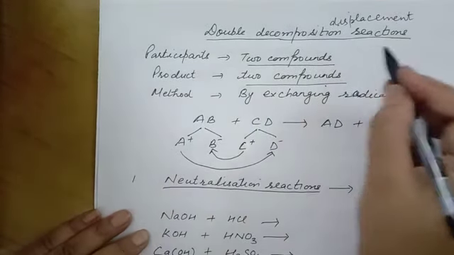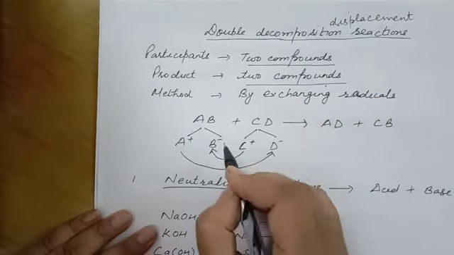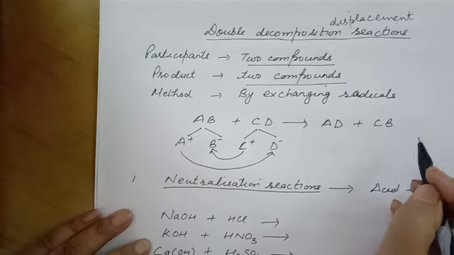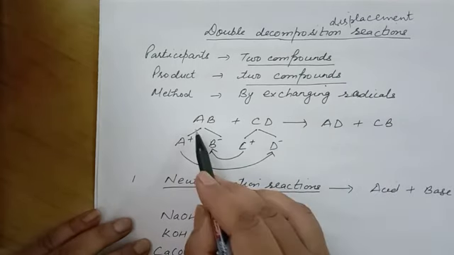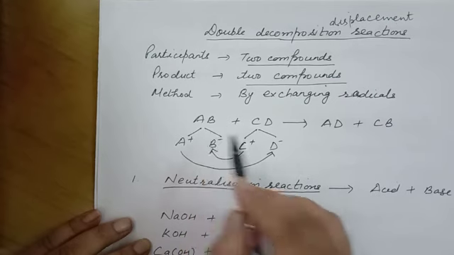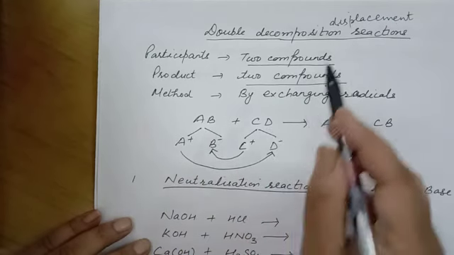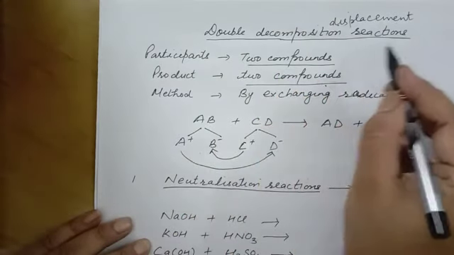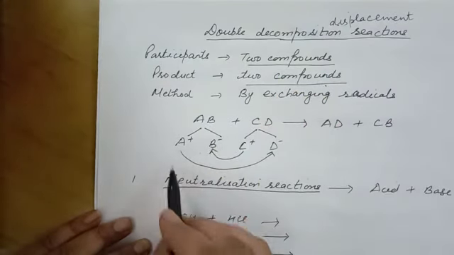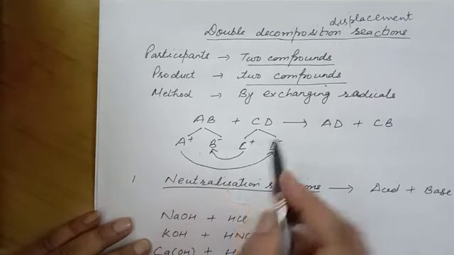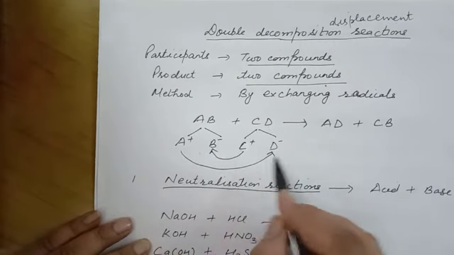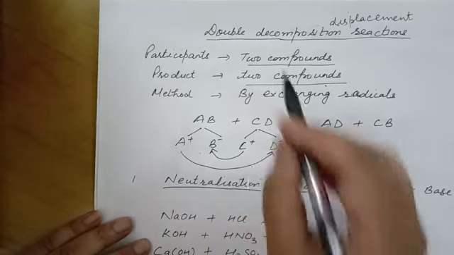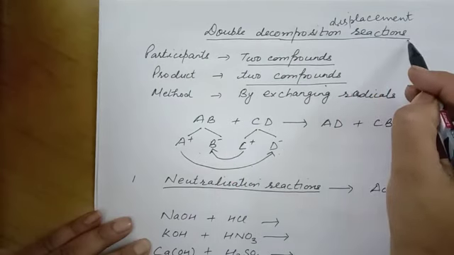So in a double decomposition reaction, two compounds exchange their radicals and new products are formed as two compounds. For example, if we have two compounds AB and CD, first of all they decompose. That is why it is called double decomposition reaction. AB decomposes into A positive and B negative, CD decomposes into C positive and D negative. After exchanging their radicals, it is a double displacement reaction.